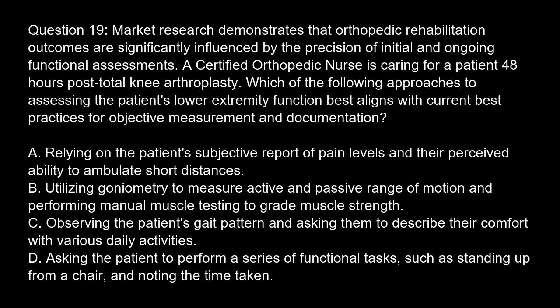Option A. Relying on the patient's subjective report of pain levels and their perceived ability to ambulate short distances. Option B. Utilizing goniometry to measure active and passive range of motion and performing manual muscle testing to grade muscle strength. Option C. Observing the patient's gait pattern and asking them to describe their comfort with various daily activities. Option D. Asking the patient to perform a series of functional tasks, such as standing up from a chair and noting the time taken.